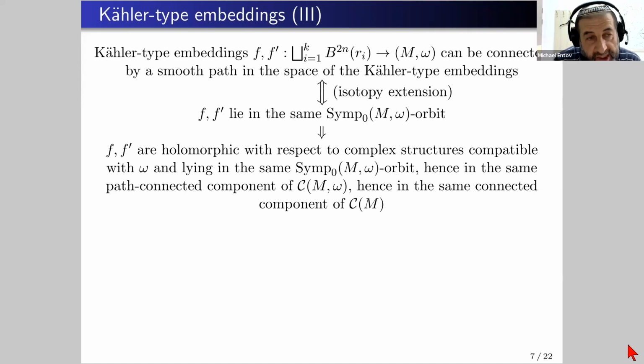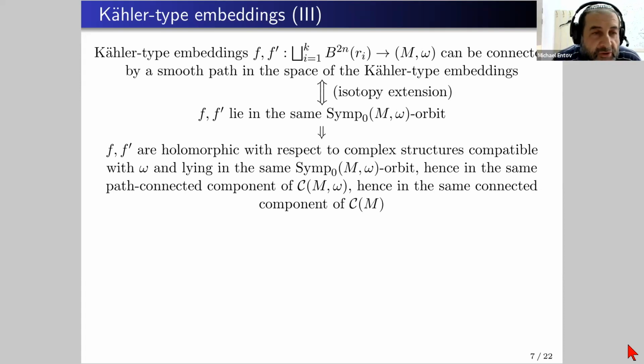Therefore, if you have such F and F prime, they have to be holomorphic with respect to complex structures compatible with omega and lying in the same symplectomorphism orbit. This is a very strong restriction. In particular, this immediately produces weaker restrictions, which are also very strong. So they have to be holomorphic with respect to complex structures compatible with omega and lying in the same path-connected component of the space C_M omega, and hence in the same connected component of C of M.